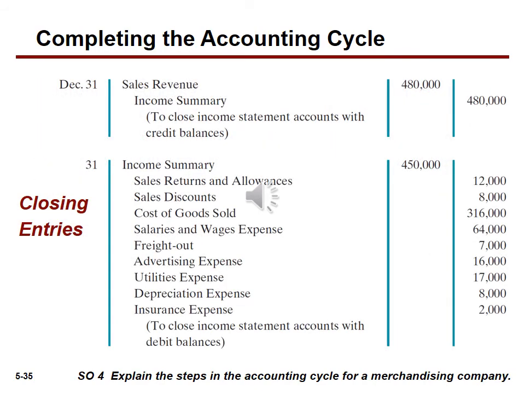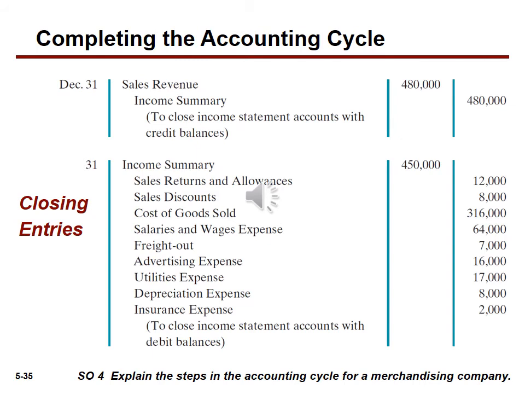Finally, when it comes to closing entries, when we want to close our income summary or close our accounting cycle, we're going to need to do a few entries. First, we're going to close income statement accounts with credit balances. And of course, here we only have one account, which is the sales revenue. So we're going to debit sales revenue and credit income summary.